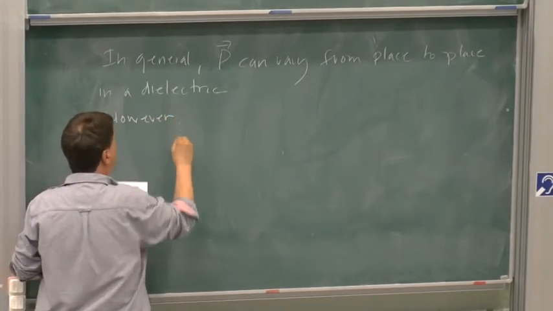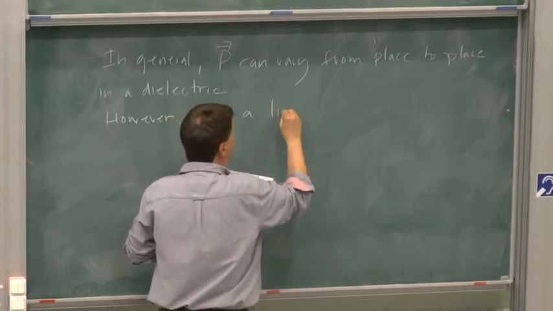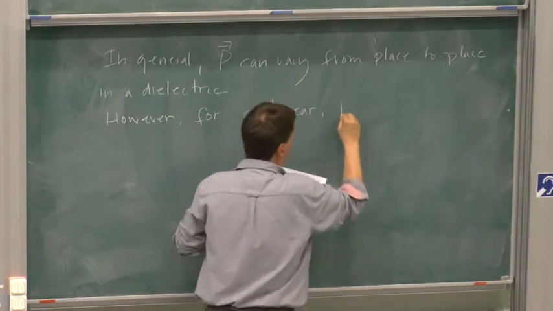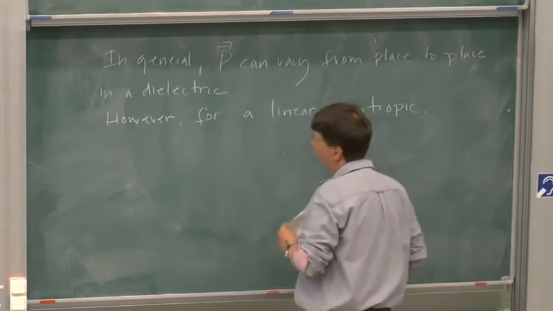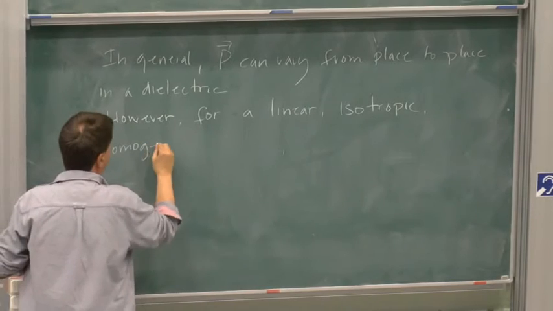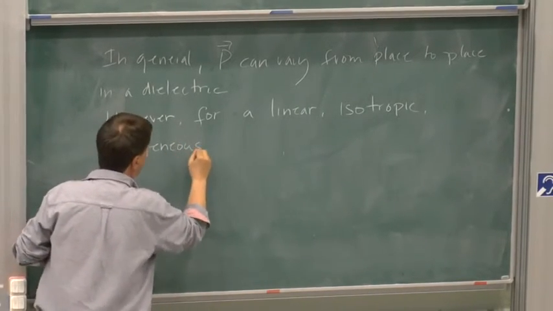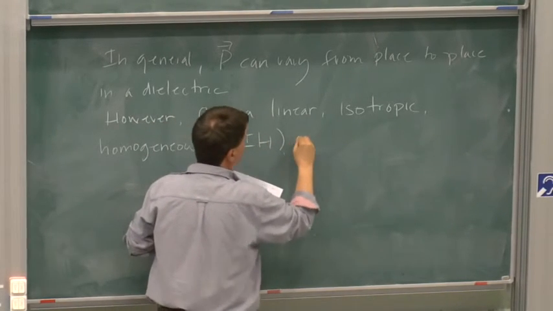However, this is where we make progress in the maths: for a linear, isotropic, homogeneous, in other words, substances that hardly exist. These are, if you like, our spherical chickens in a vacuum equivalent. It's called an LIH material.